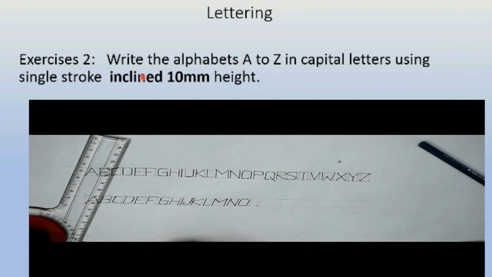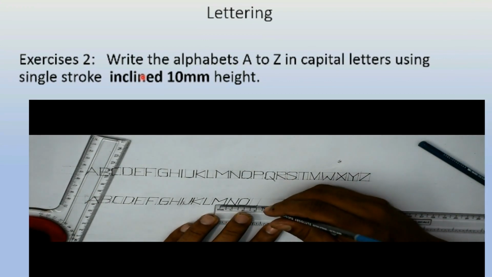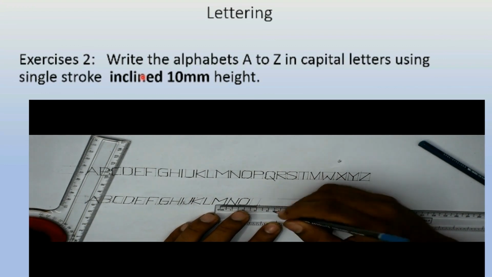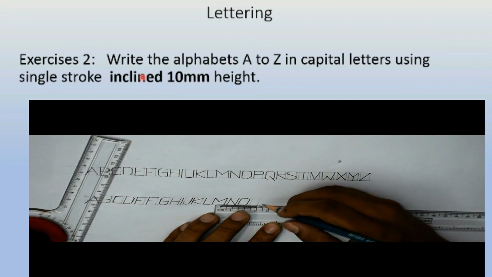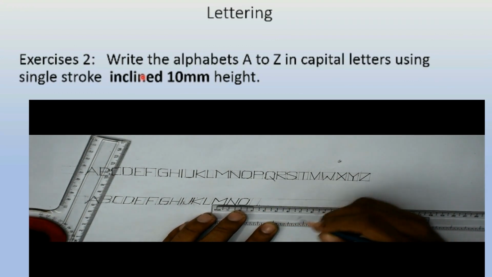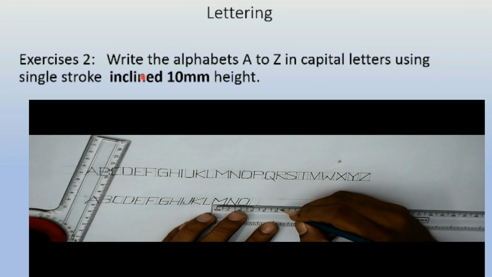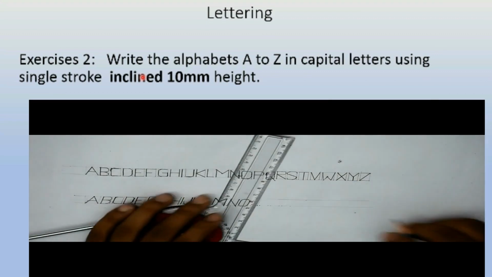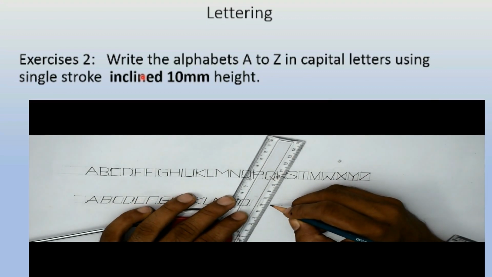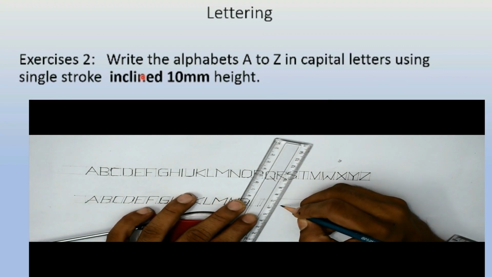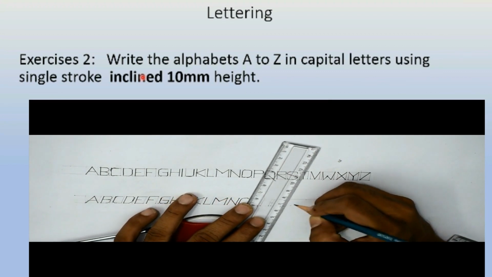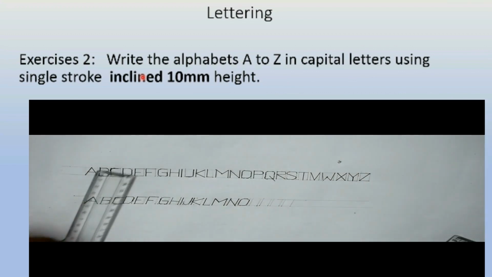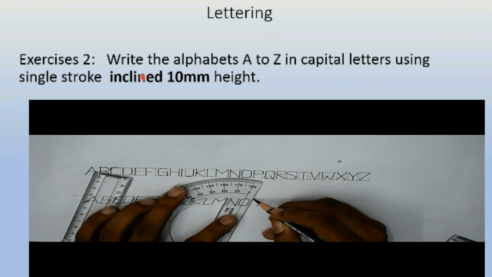Now I'll take 2 mm gap. And shift 2 mm gap and 7 mm distance. Then again 2 mm gap and 7 mm width. And again 2 mm gap and 7 mm width. I'll draw P here.